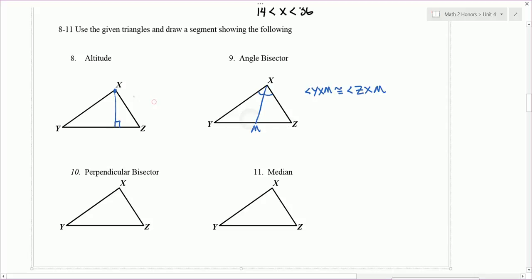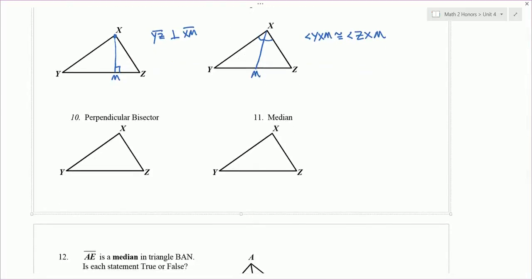Back to 8, the only thing we get here is that YZ is perpendicular to XM. And obviously we get a right angle because of that perpendicular.